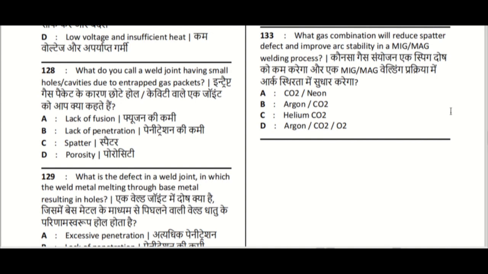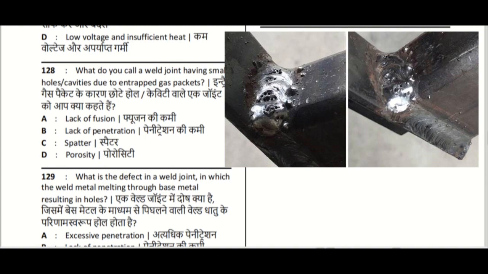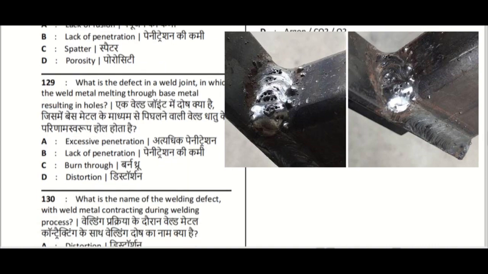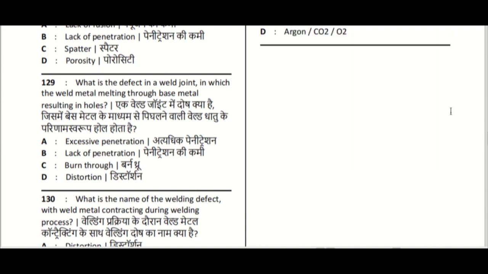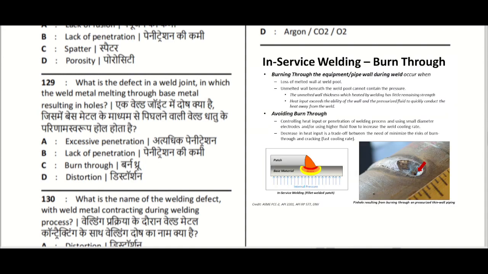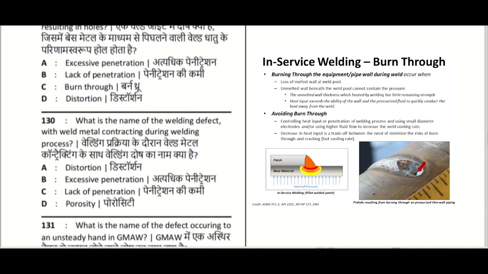What do you call a weld joint having small holes or cavities due to entrapped gas pockets? That is known as porosity. What is the defect in a weld joint in which the weld metal melts through the base metal resulting in holes? It is known as burn through defect.